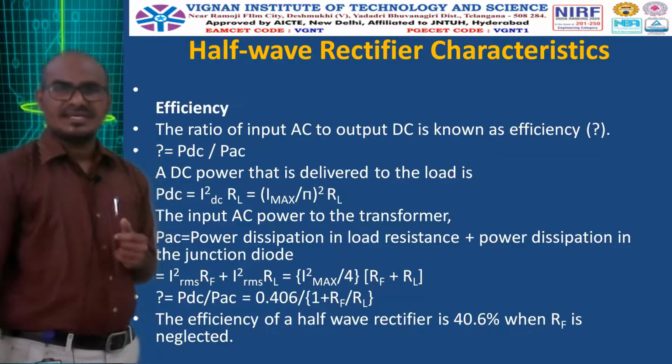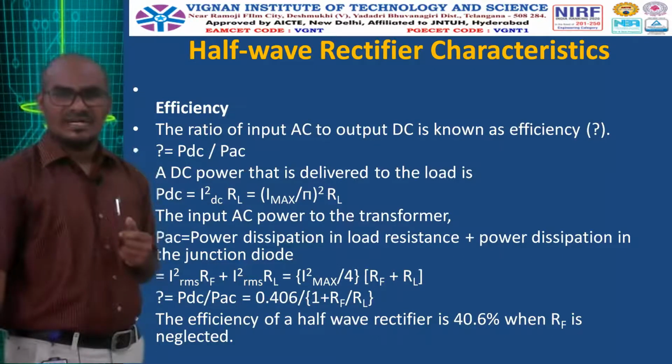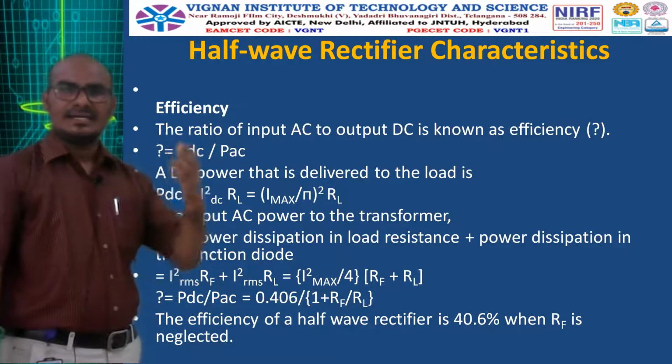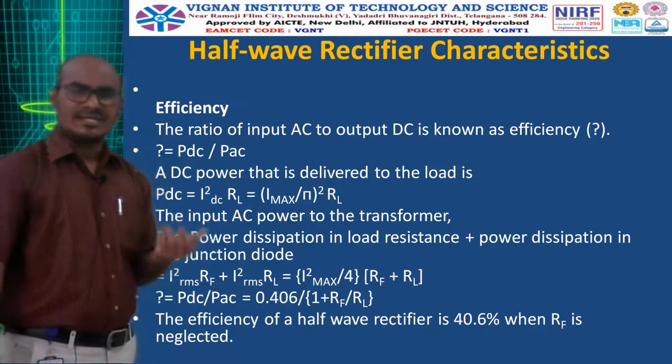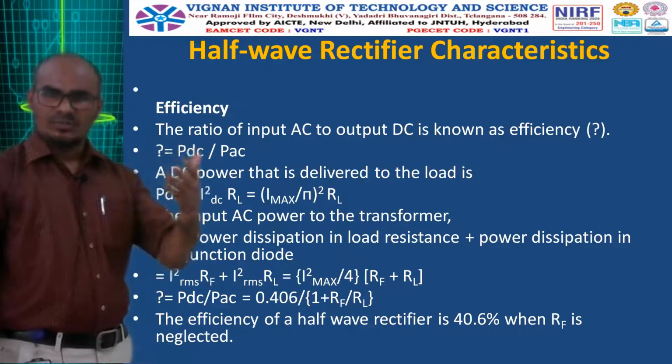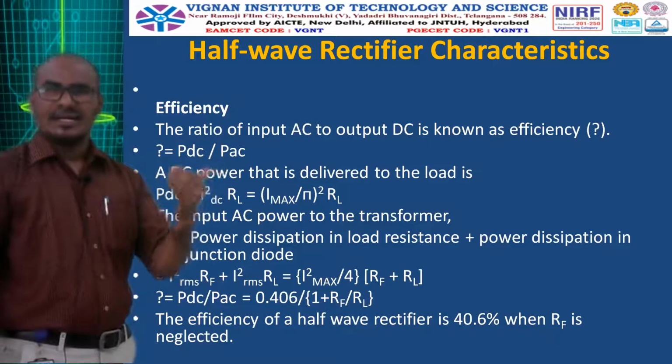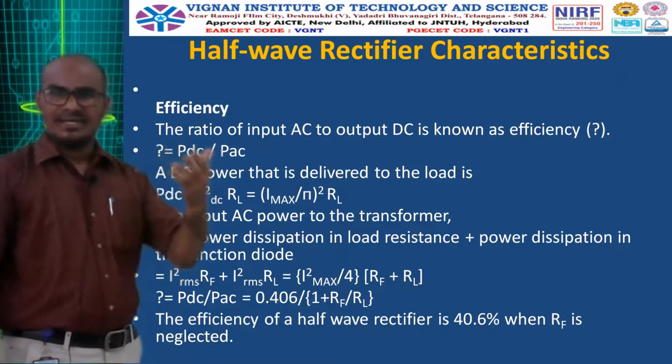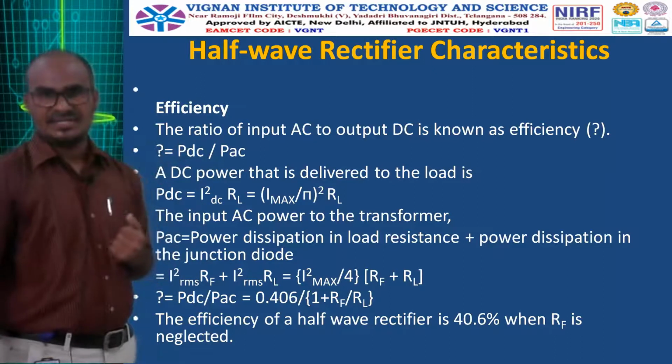Efficiency is 40.6 percent for the half wave rectifier. This I'll derive in the class. In any circuit, efficiency is always the ratio of output to input. Here the output is the DC power and the input is the AC power. So PDC by PAC is the efficiency.